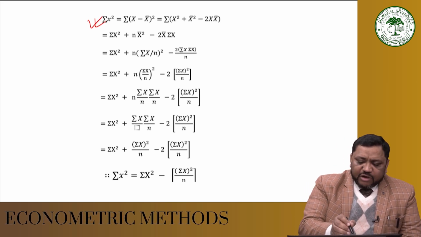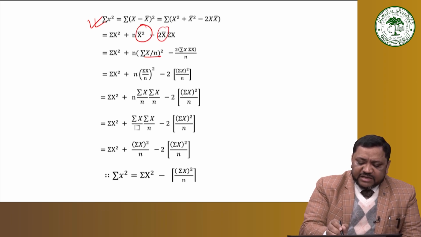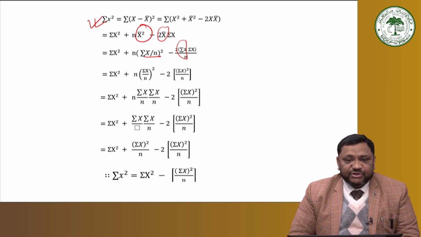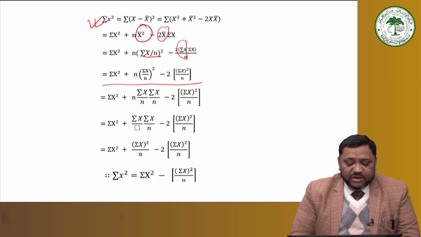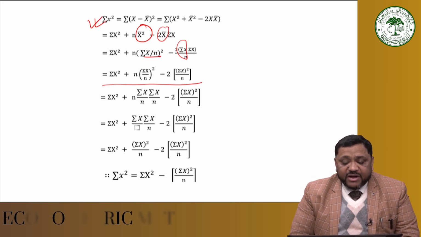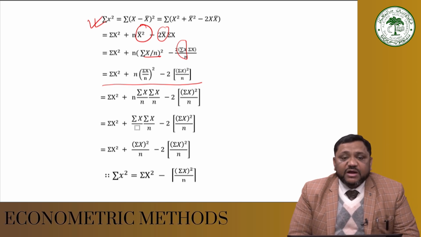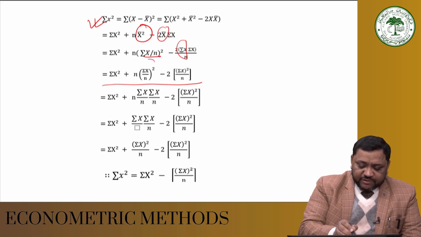Next, we write x bar as summation x by n, and again this x bar as summation x by n. So we find summation x square plus n, summation x divided by n whole square, minus 2 summation x divided by n. So summation x square is equal to n, under the bracket summation x by n whole square, minus 2 in the bracket summation x, multiplied by summation x divided by n. We try to open this term.